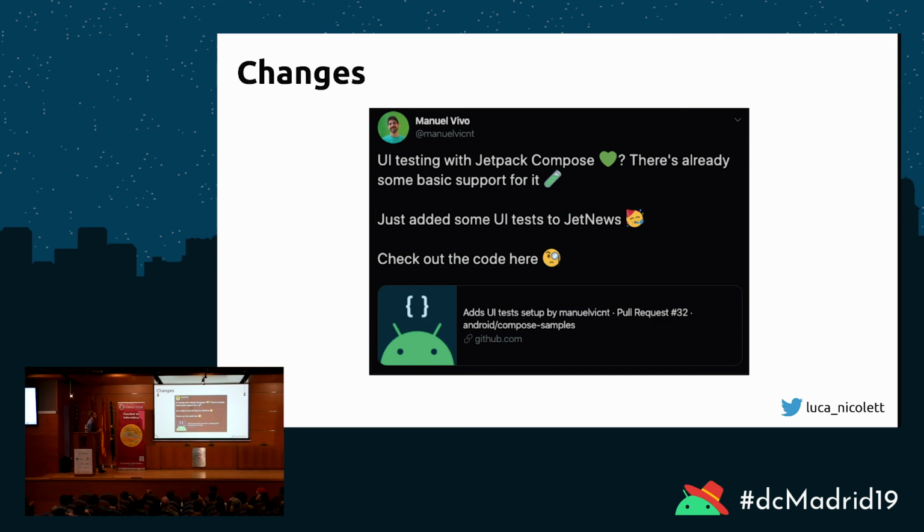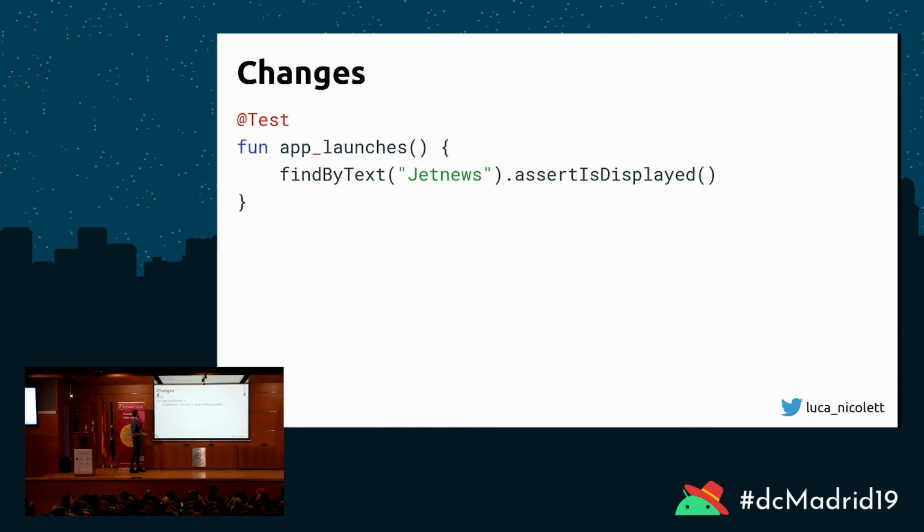Another new thing is that UI tests have been added for Jetpack Compose. JetNews is their showcase application, and they started using UI tests on JetNews. This is one of the two tests they've added. There's this find by text function which accepts a string, and they're just checking that this view is displayed.